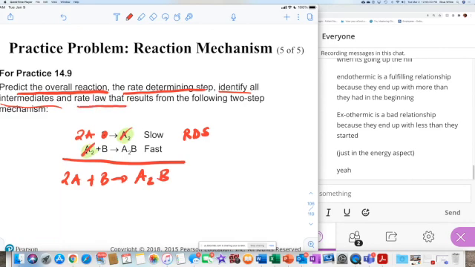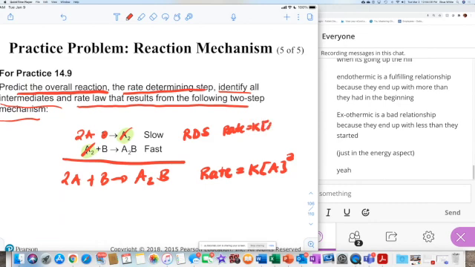And then the rate law that results from the following two-step mechanism. The rate law of the overall is the rate law of the first one, which is the slowest one, K, and then A raised to the power 2. These have to match. K, A raised to the power 2. The second one will be rate equal K, A sub 2, B, right? But it's the first one that affects the overall. Yeah, so you see, that's not that bad.